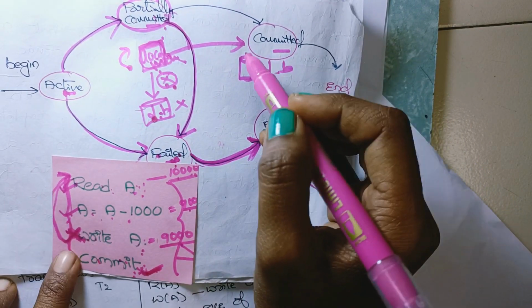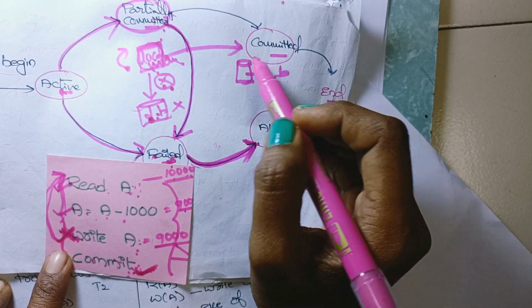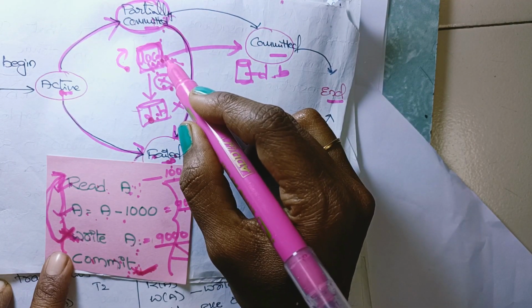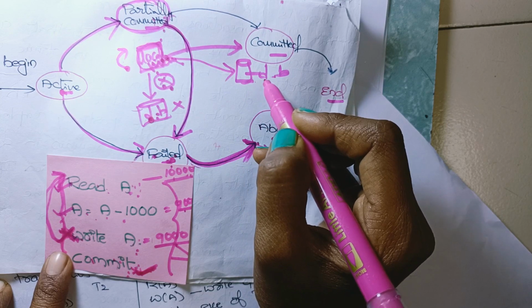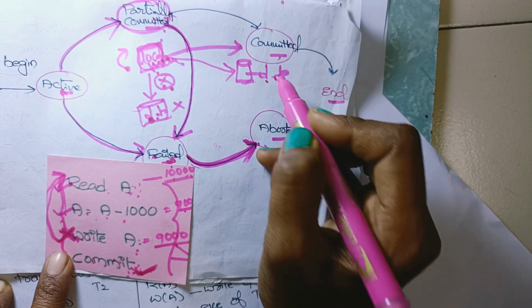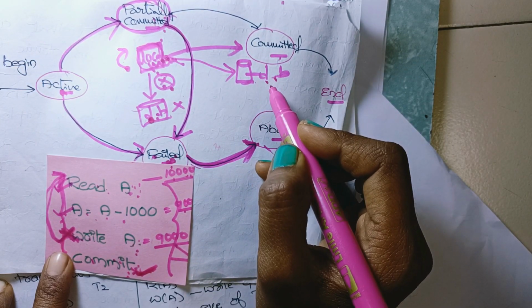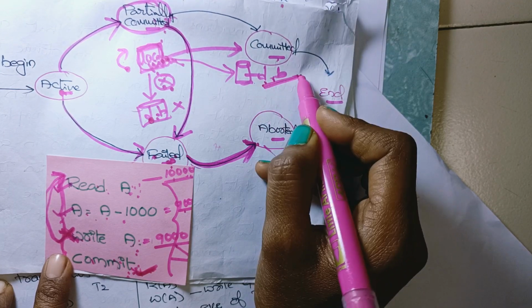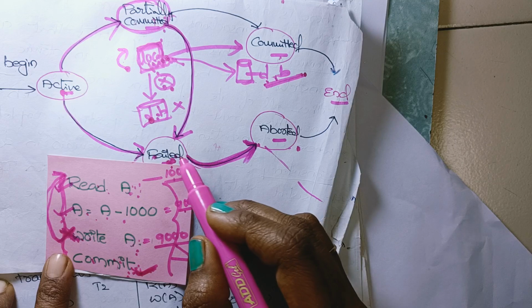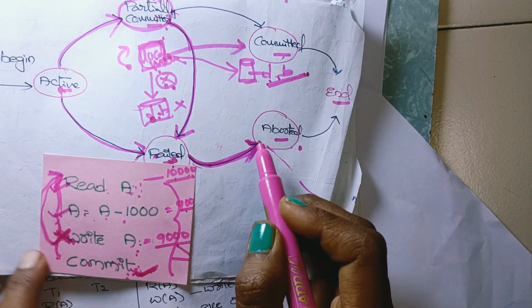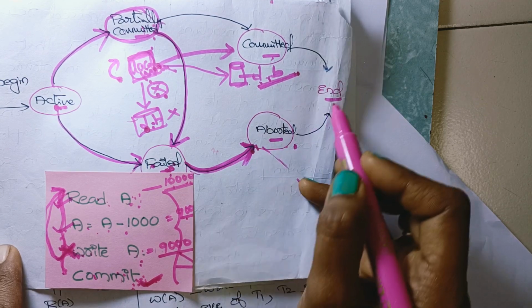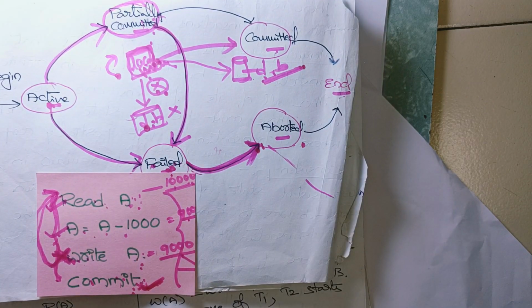Committed means after the changes are made in the local memory, the changes will be made permanently in the database if the transaction is committed. Once the transaction is committed, the database changes its values permanently. Next one, after the failure, if a transaction fails its execution, then it will go to the aborted state. So this is nothing but the transaction diagram.